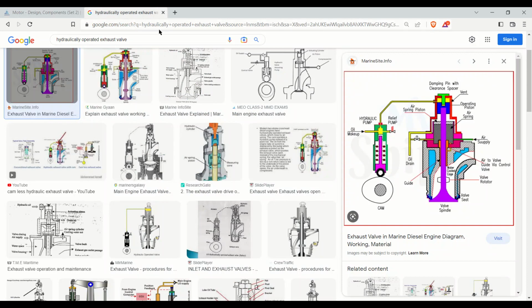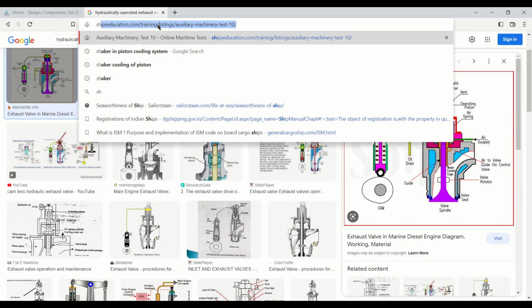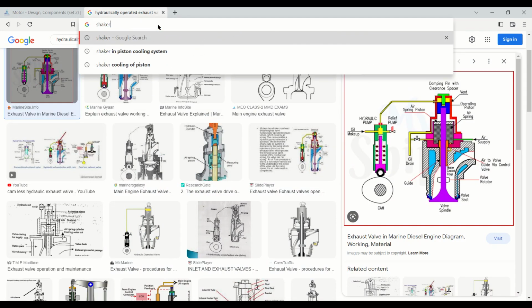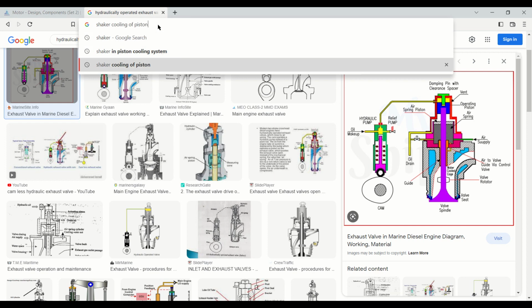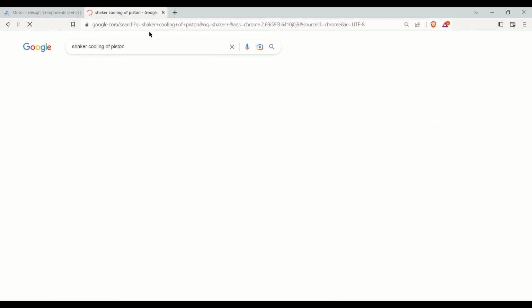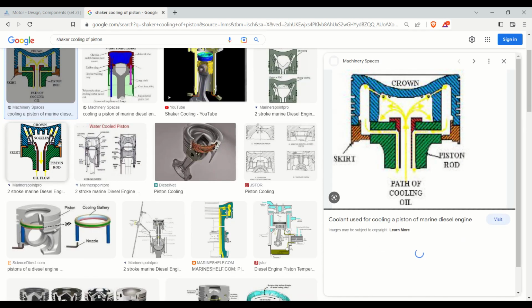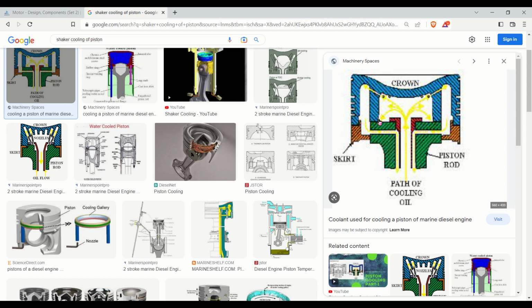Let's see the shaker type of piston cooling. Yes, this is the image of shaker cooling. When the piston moves up and down, the oil splashes over all the surfaces and removes the heat. And now let's see the spray type of piston cooling.